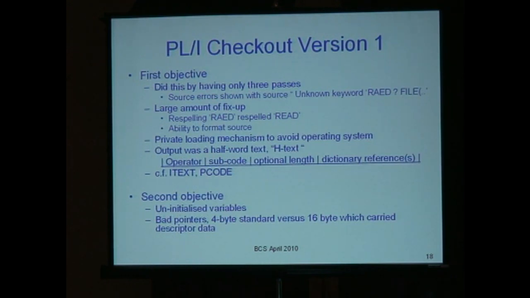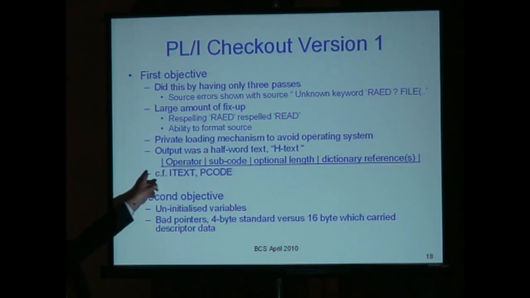So, how did we make that thing go as quickly as it did? Probably the only compiler I know that does it all in 3 passes. You know, a large amount of fix-up, because key punches were still around. There were no spelling aids or anything like that. So if you put RAED for read, that would be the end of one run, really. You wouldn't get much more out of it. So we respelled things and we did various things. We also formatted the source, which was quite new at the time.